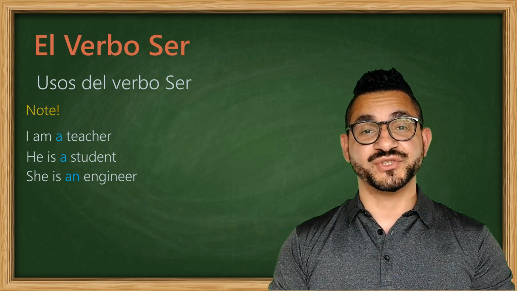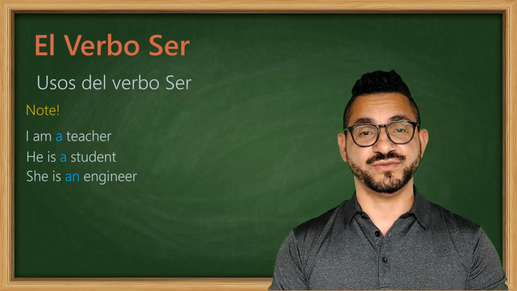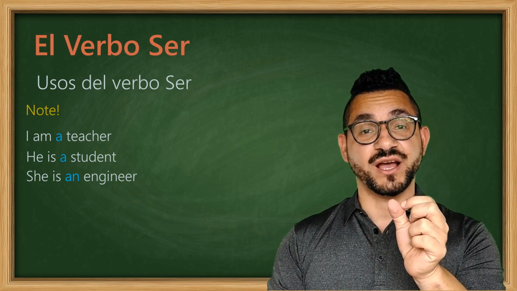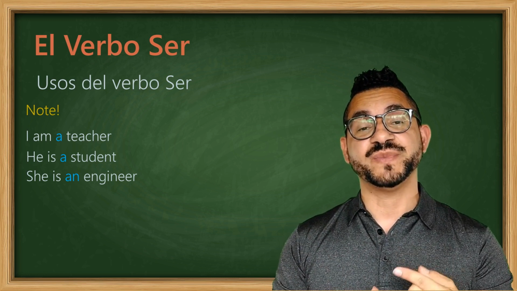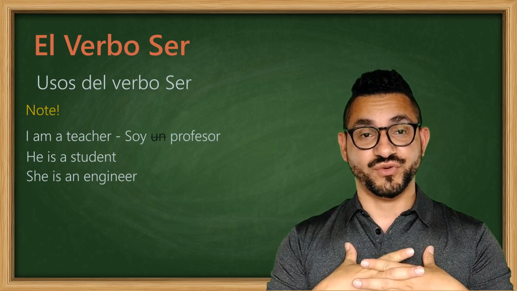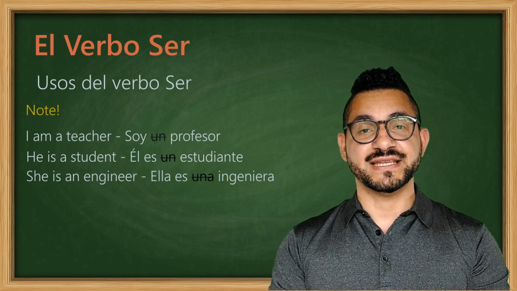Notice that in English we say, I am a teacher. He is a student. She is an engineer. We use the word a. In Spanish, we don't use the indefinite article to talk about jobs or professions. So we say, soy profesor. Él es estudiante. Ella es ingeniera.